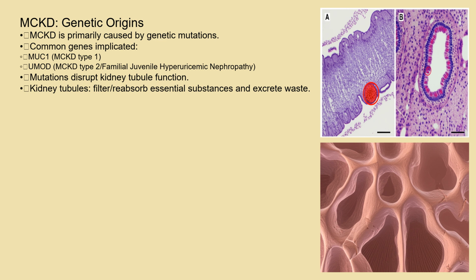MCKD is primarily caused by genetic mutations. The most common genes implicated are MUC1, which causes MCKD type 1, and UMOD, which causes MCKD type 2, formerly known as familial juvenile hyperuricemic nephropathy. These mutations disrupt the normal structure and function of the kidney tubules, the tiny filters within the kidneys responsible for reabsorbing essential substances and excreting waste.